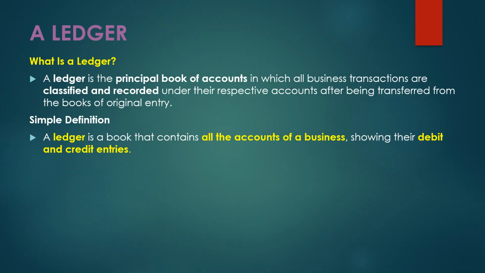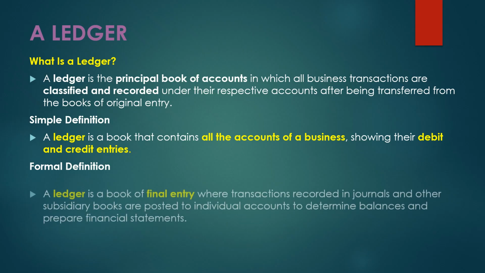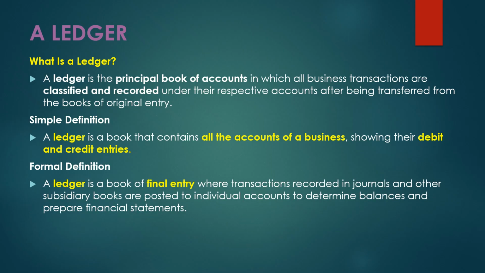A ledger can also be defined as a book that contains all the accounts of a business showing their debit and credit entries. I want to believe that this time around we already know what debit and credit entries are. Right. Now, how can we define a ledger in a formal way? In a formal way, a ledger can be defined as a book of final entry where transactions recorded in journals and other subsidiary books are posted to individual accounts so as to determine balances and prepare financial statements.